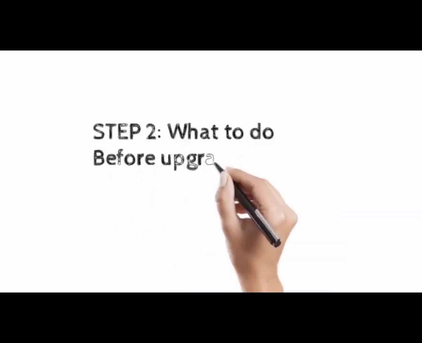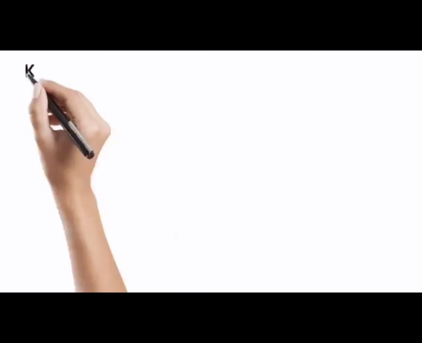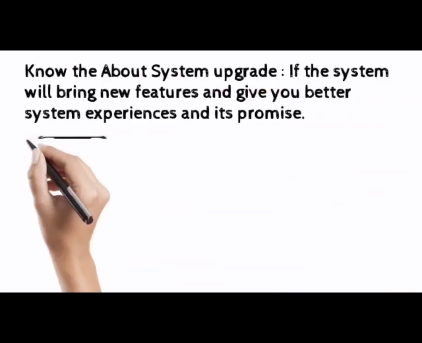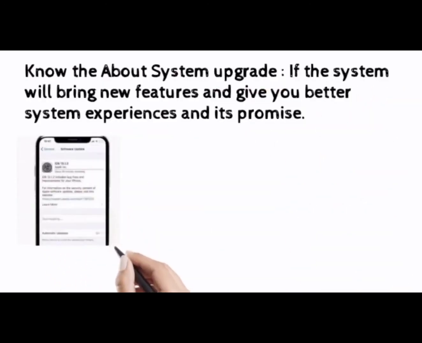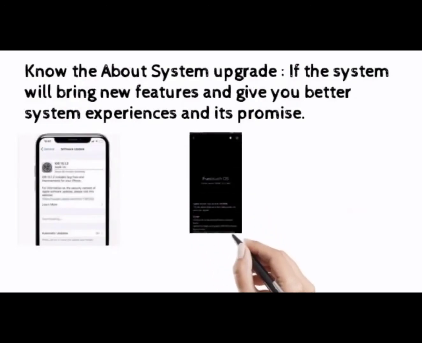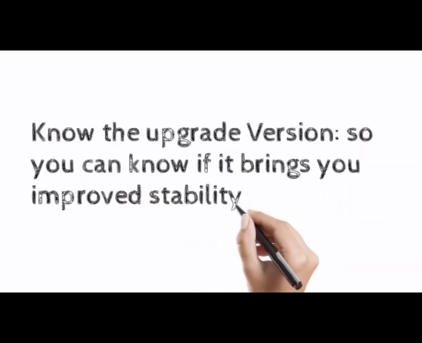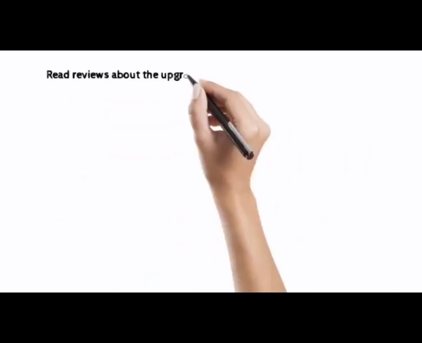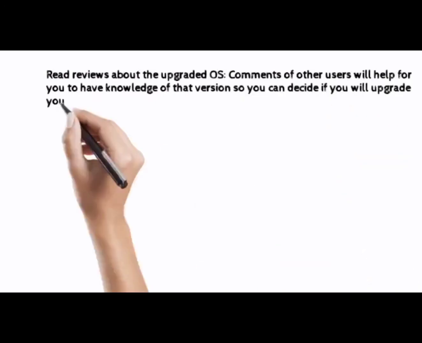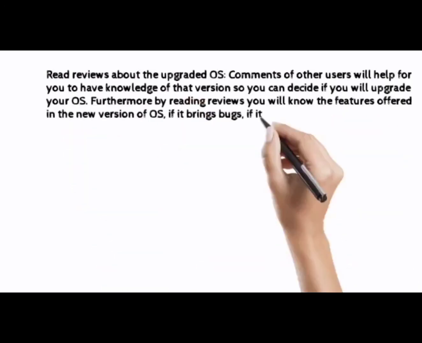Step 2. What to do before upgrading your OS. Number 1. Know about the system upgrade, whether the system will bring new features and give you a better system experience, and what it promises. Number 2. Know the upgrade version so you can know if it brings improved stability. Number 3. Read reviews about the upgraded OS.